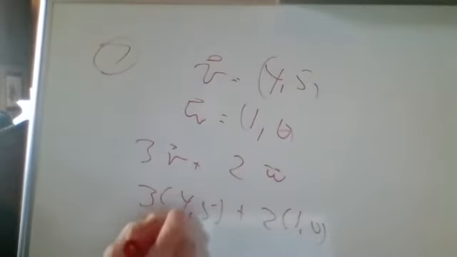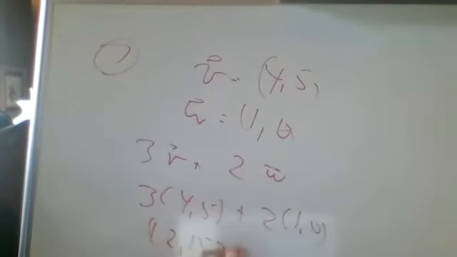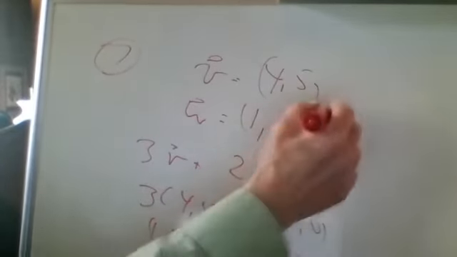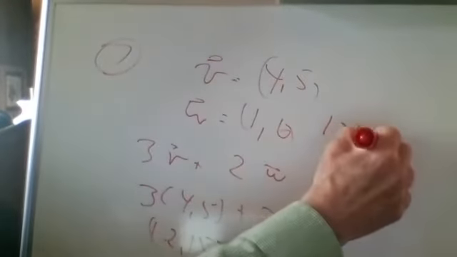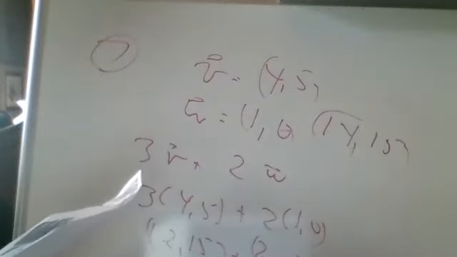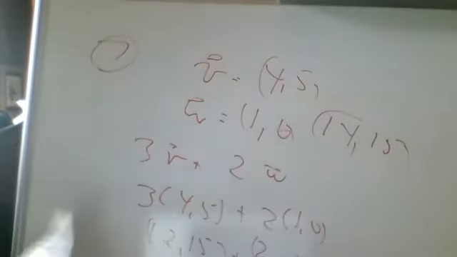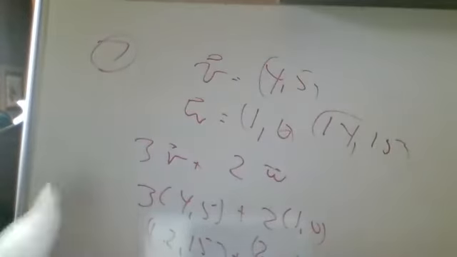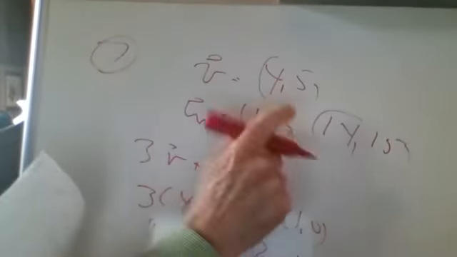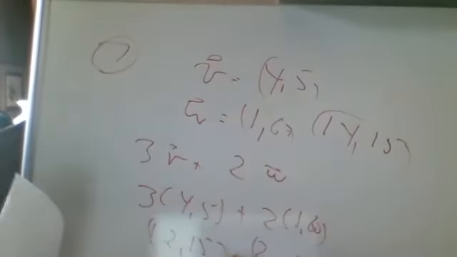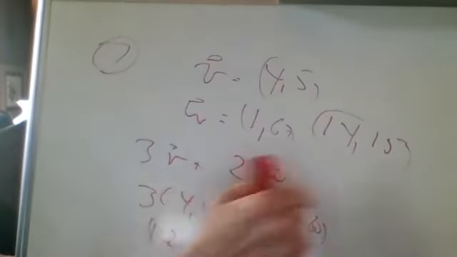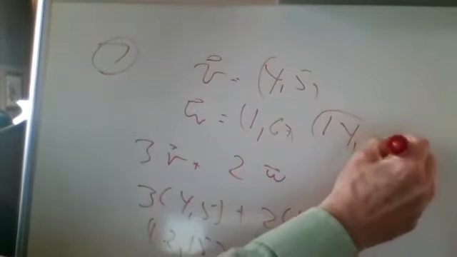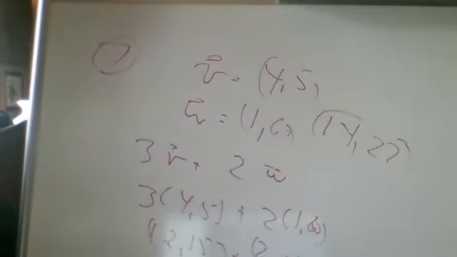3 times 4 is 12. 3 times 5 is 15. 2 times 1 is 2. 2 times 0 is still 0. 12 plus 2 is 14. 15 plus 0 is 15. So the answer is 14 and 15. What did I do wrong there? Oh, I'm sorry. This was 6. Okay, sorry, that's 6. So this is 12. So 12 plus 15 is 27. All right, sorry about that.